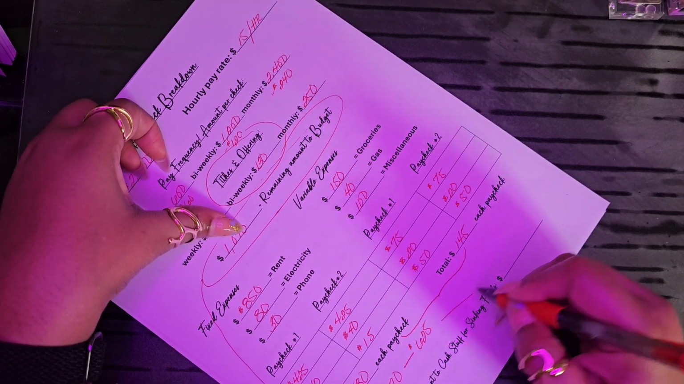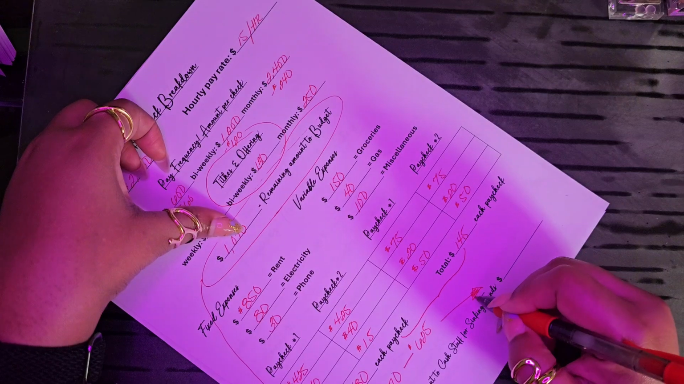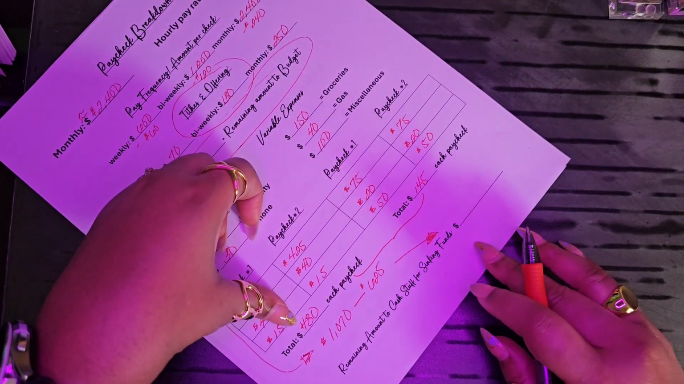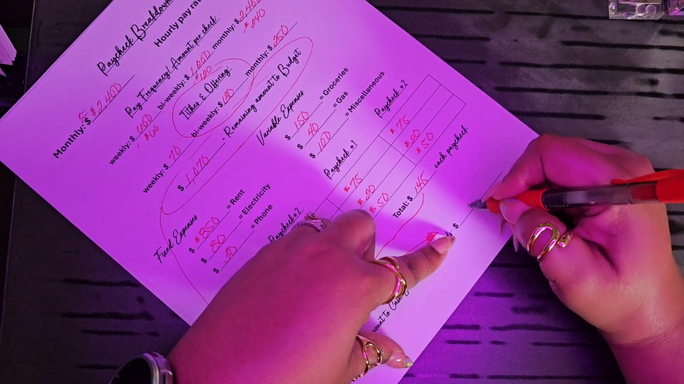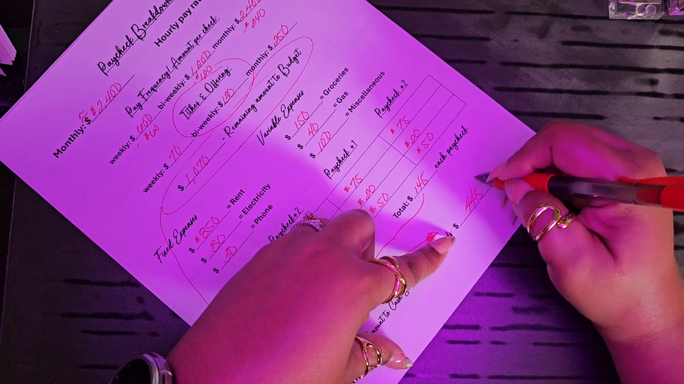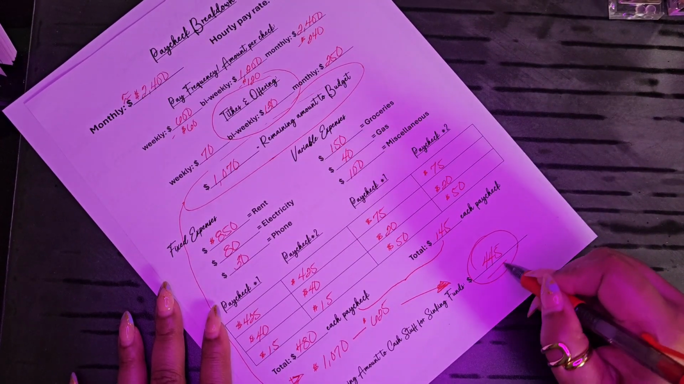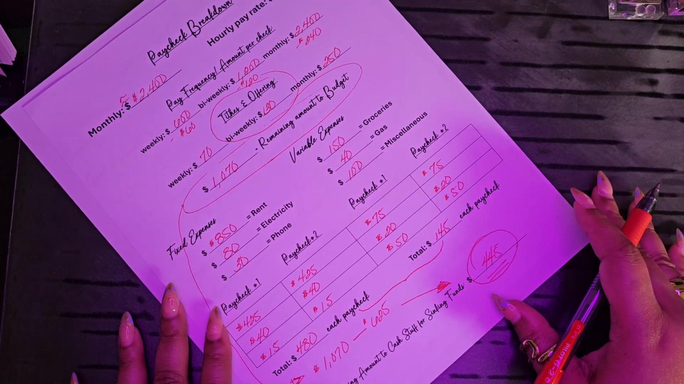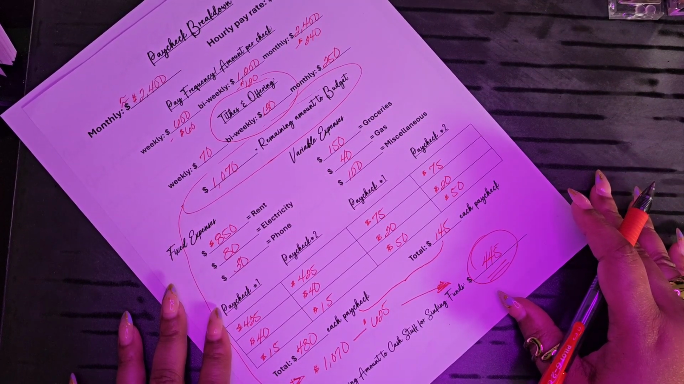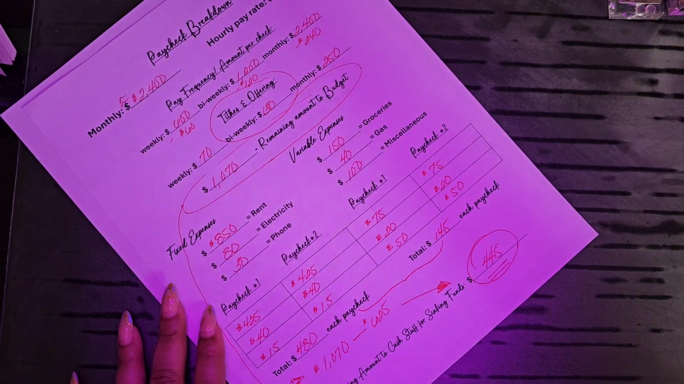So when you take that amount, we're going to figure out what we're going to have remaining left to be able to budget with or to put in our sinking funds, which is $445. So she can either take all of that and put it in her savings, or she can divide it amongst her sinking funds. But that concludes this one.